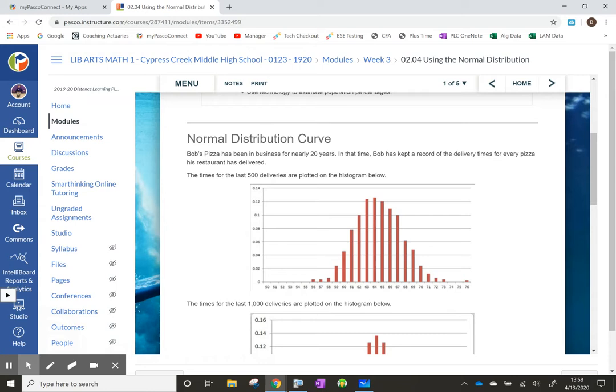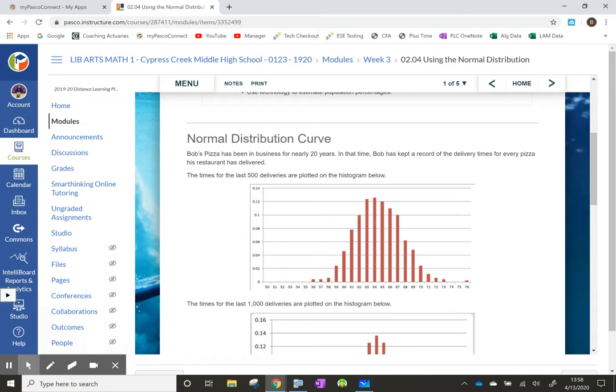So the further away you get from the mean, the fewer deliveries that took that amount of time. So for example, there's very few deliveries that took 71 minutes, 72 minutes, and longer. And there's very few deliveries that took 59 minutes and 58 minutes, because they were shorter. But most of the deliveries were spot on around the same time of 64 minutes. So normal distribution has that curve to it.